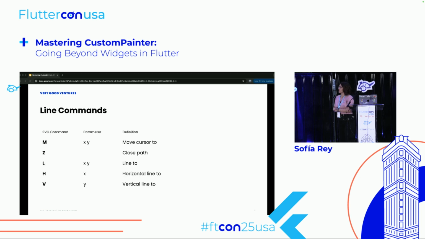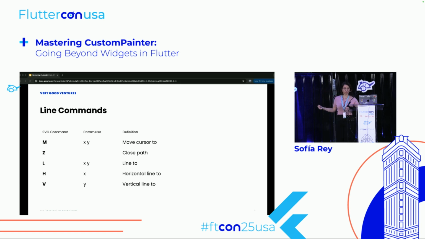First, the line commands. The first will be M. M is the only one that doesn't draw a thing. It's just for positioning. So we first move to the place where we want to start our drawing. So it stands for move cursor to. Then we have Z, which is for closing the path. It will connect the last dot to the first dot in a straight line. Then we have the last three that are for creating lines. The first, just L for line to, then H and V, which are for horizontal lines and vertical lines.